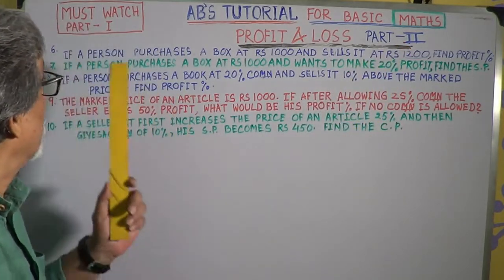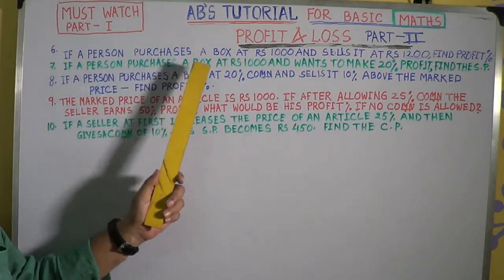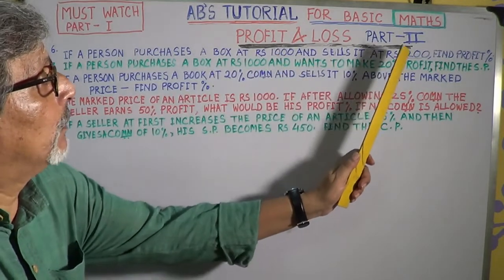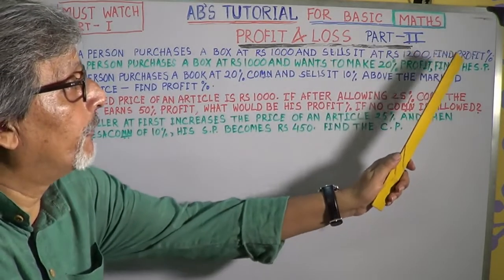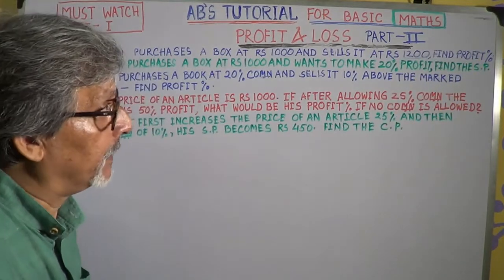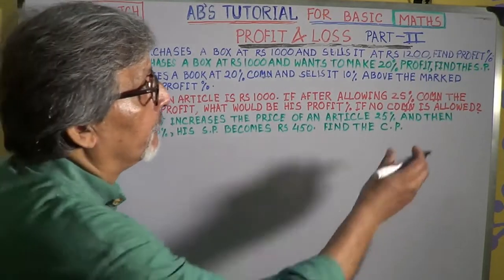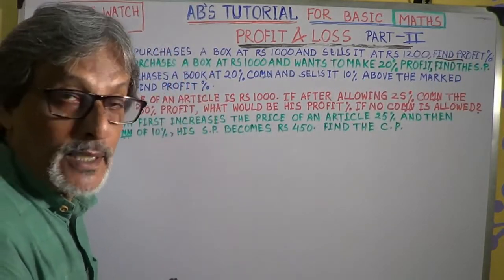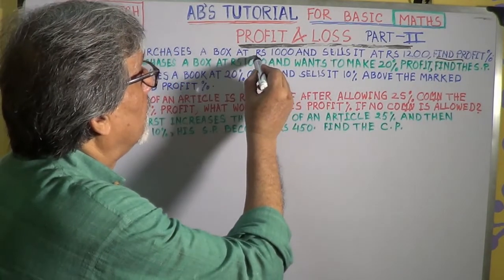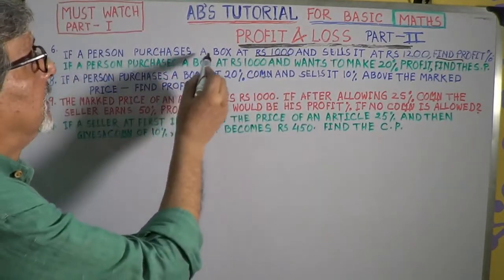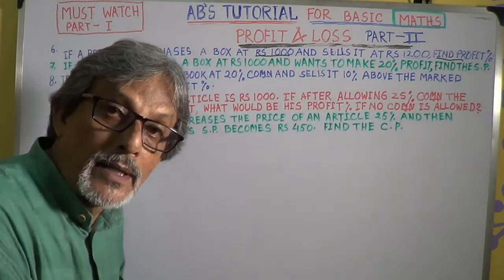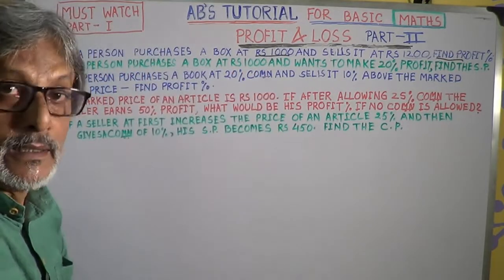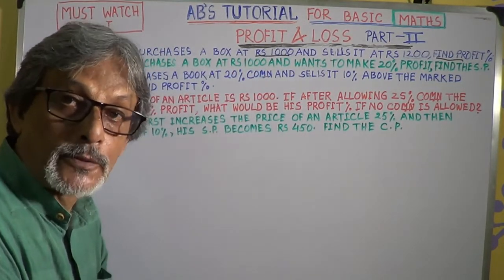So let us start. Here, if a person purchases a box at rupees 1000 and sells it at rupees 1200, find profit percent. Mind profit percent. Here we have to find out profit percent. And what have they given us? They have given us that he purchases a box. Purchase a box means this is practically our cost price.